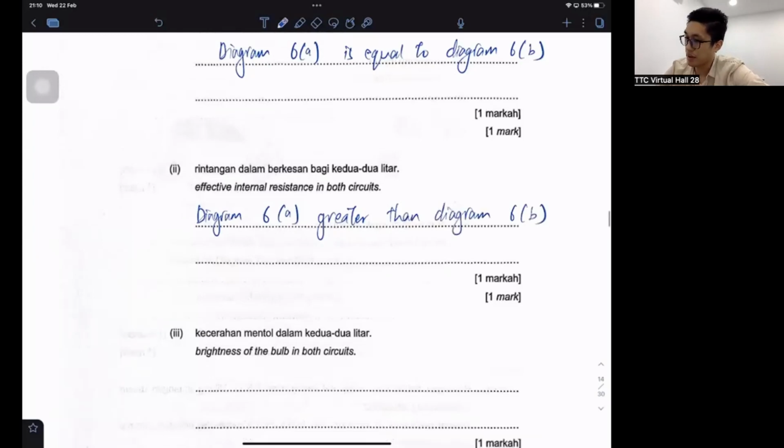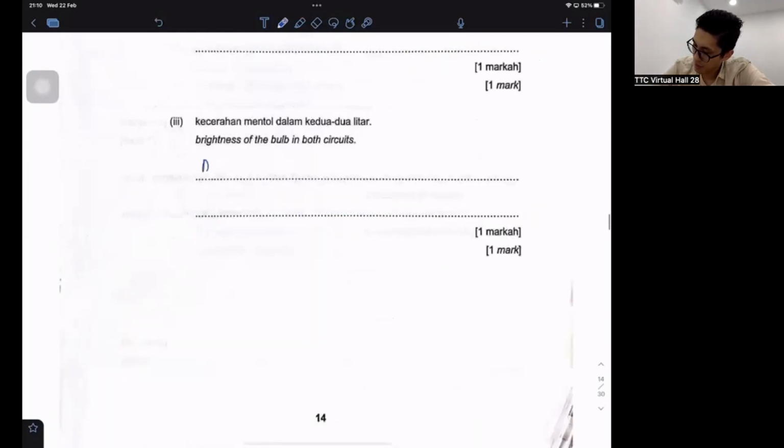Okay, then what about the brightness of the bulb? The brightness, you just have to look at the picture. You see this one has fewer dots here, this one has more dots. So you can say diagram 6B is brighter than diagram 6A. B is brighter than A.